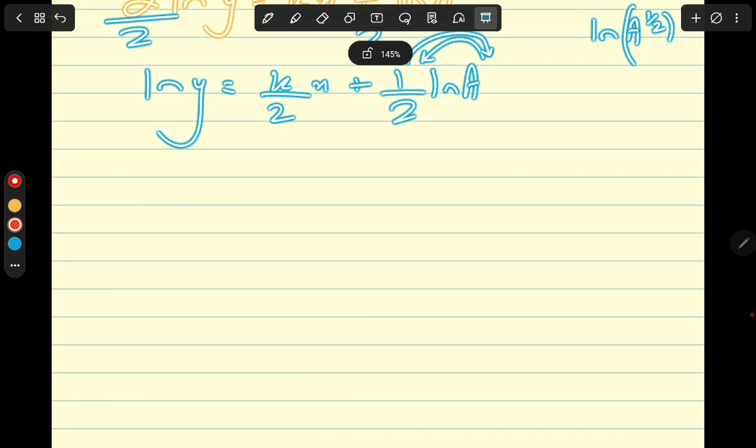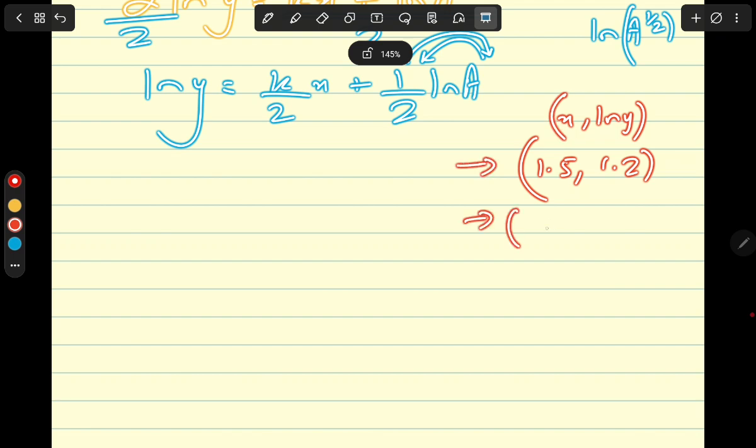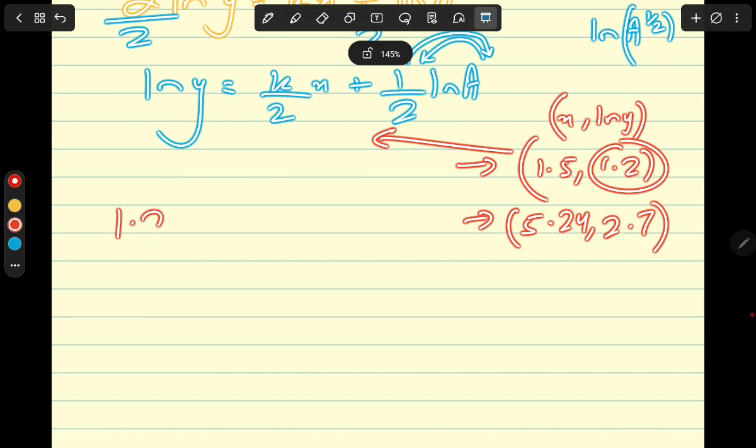Now, they have given us 2 coordinates, right? One was 1.5 comma 1.2, which was x comma ln y, and the other was 5.24 comma 2.7. Let me put the simpler one here. So this becomes ln y. So ln y is 1.2. So I'm not going to write ln 1.2. Instead, this 1.2 is the value of ln y. So I will put 1.2 directly here in place of ln y.